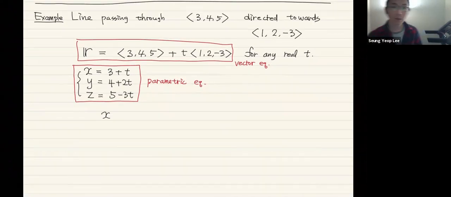I think I will quickly disconnect and reconnect because now there's a lagging.